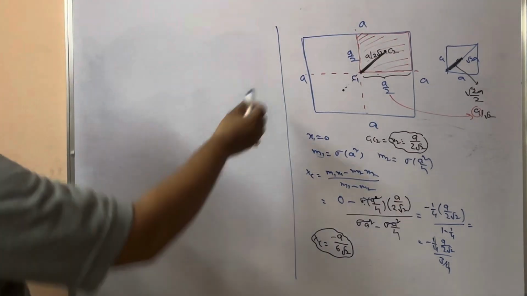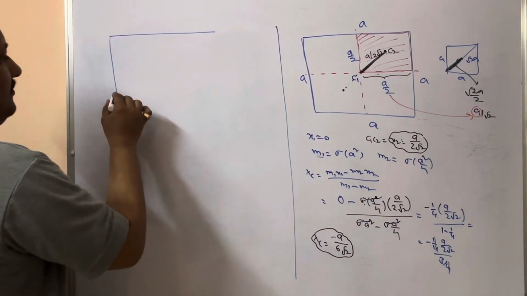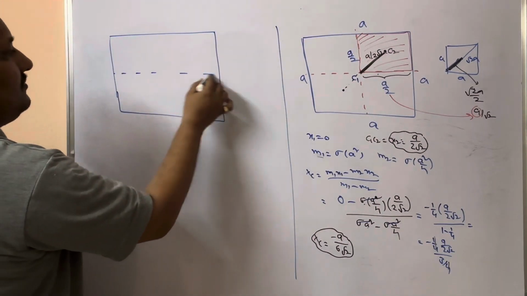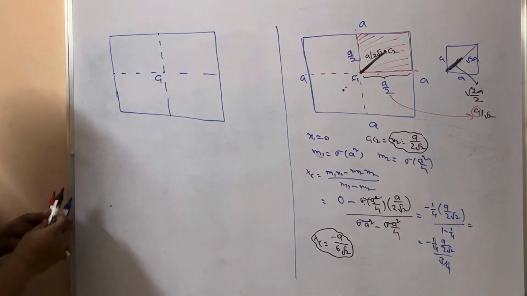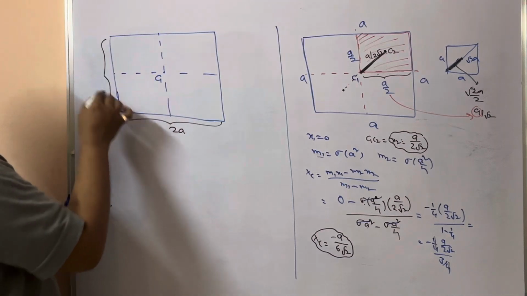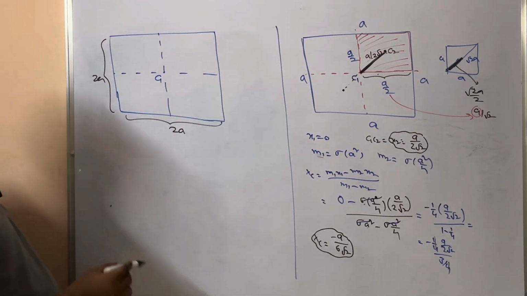Next, for the same question, the square portion, original position C1. Now I am taking this length as 2a, 2a, just for small change. For the same question, you can do it with a also.